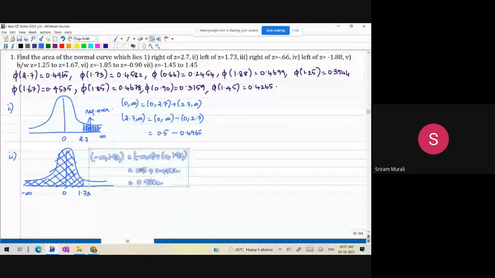Have you understood? Yes, sir. Have you understood how to compute the area? Yes, sir.